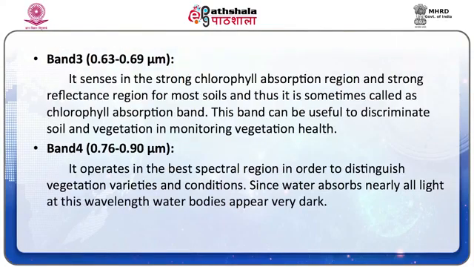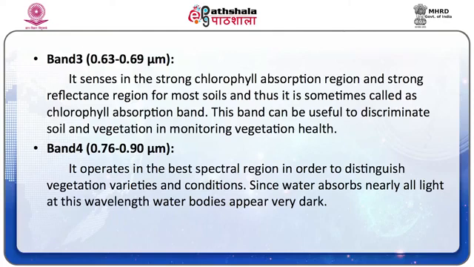The band 3, which ranges between 0.63 to 0.69 micrometers, senses in the strong chlorophyll absorption region and a strong reflectance region for most soils, and thus it is sometimes called the chlorophyll absorption band. This band can be useful to discriminate soil and vegetation in monitoring vegetation health.